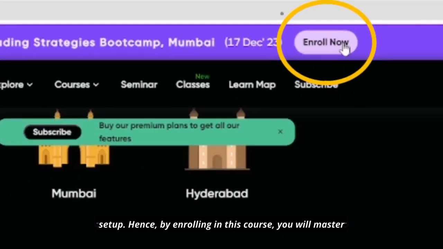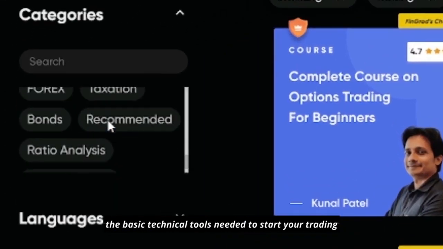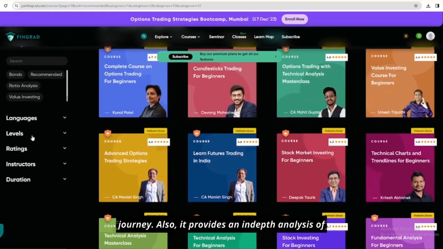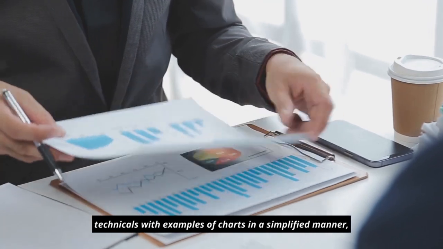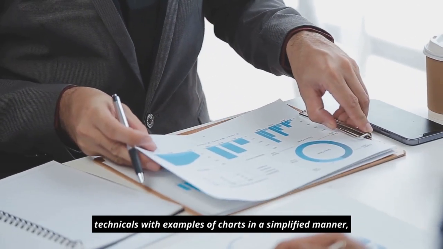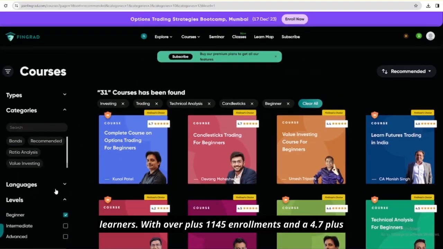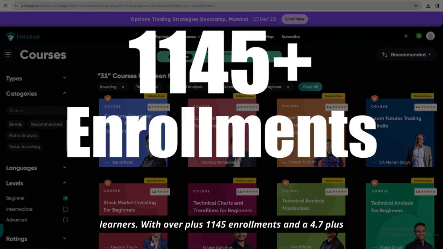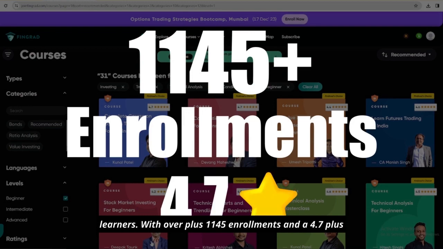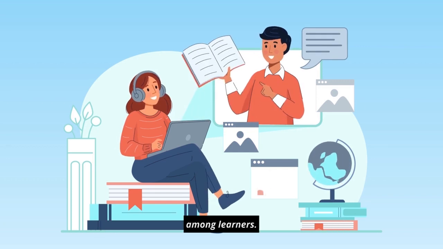Hence, by enrolling in this course, you will master the basic technical tools needed to start your trading journey. Also, it provides an in-depth analysis of technicals with examples of charts in a simplified manner, making it suitable for beginner to intermediate level learners. With over 1145 enrollments and a 4.7 plus rating, this technical analysis course is a popular course among learners.